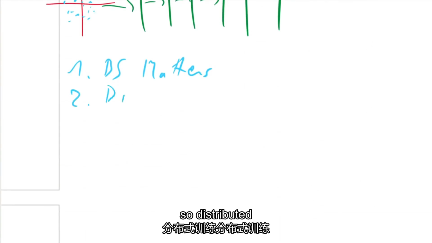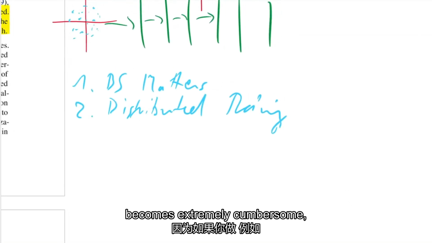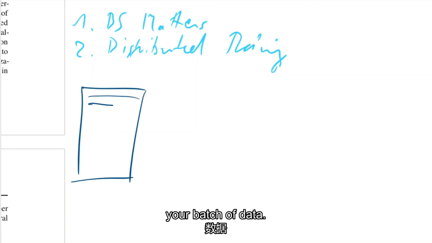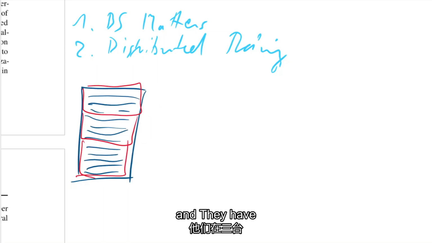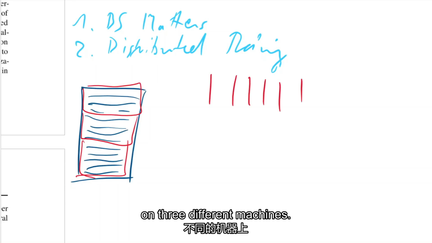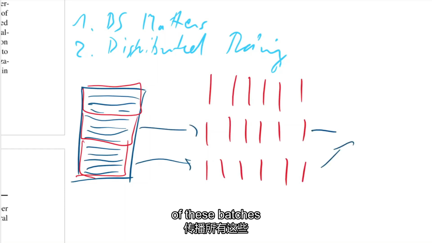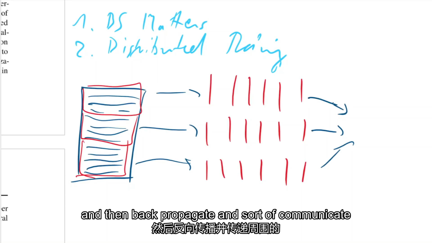And second of all, distributed training becomes extremely cumbersome because if you do, for example, data parallelism, which means that here you have your batch of data, and we know for some applications that large batches are pretty favorable for training. They stabilize training. You can do larger step sizes and so on. So what people do is they split the batch. They shard one batch into, let's say, 3 different parts, and they have the network on 3 different machines. So the same network is on 3 different machines, and what you would like to do is forward propagate this whole batch in 3 different shards through the network, and then backpropagate and sort of communicate the gradients around.